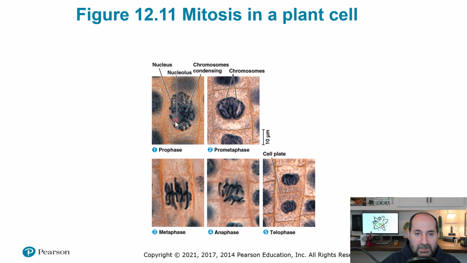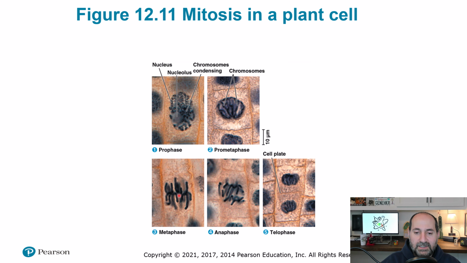Here you can see a plant cell. The plant cell is rectangular, right? You've got the rectangular cell wall. The plant cell is undergoing prophase, where the sister chromatid pairs form. Then we have prometaphase, where the nuclear envelope breaks down and the sister chromatids begin to migrate towards the metaphase plate. And then you have metaphase, where the sister chromatid pairs have lined up down the metaphase plate at the center of the cell.